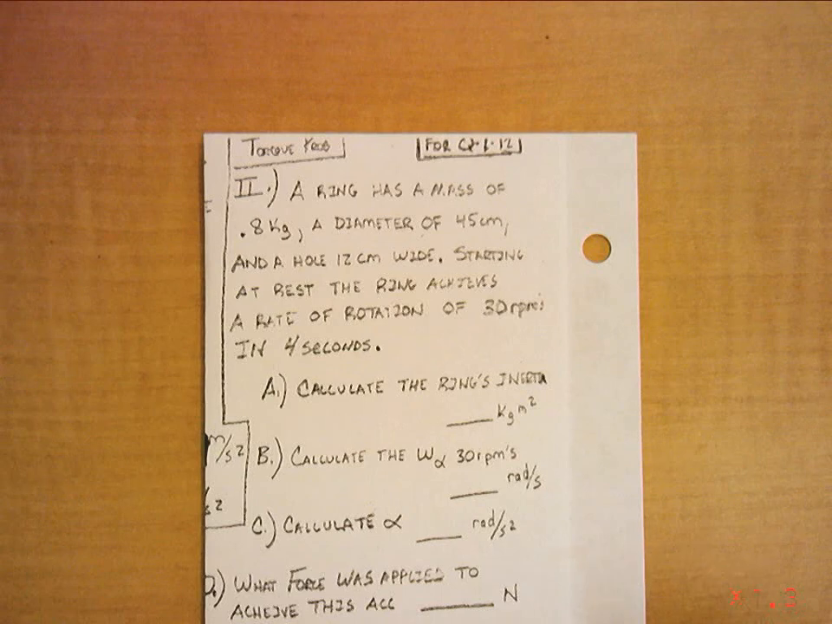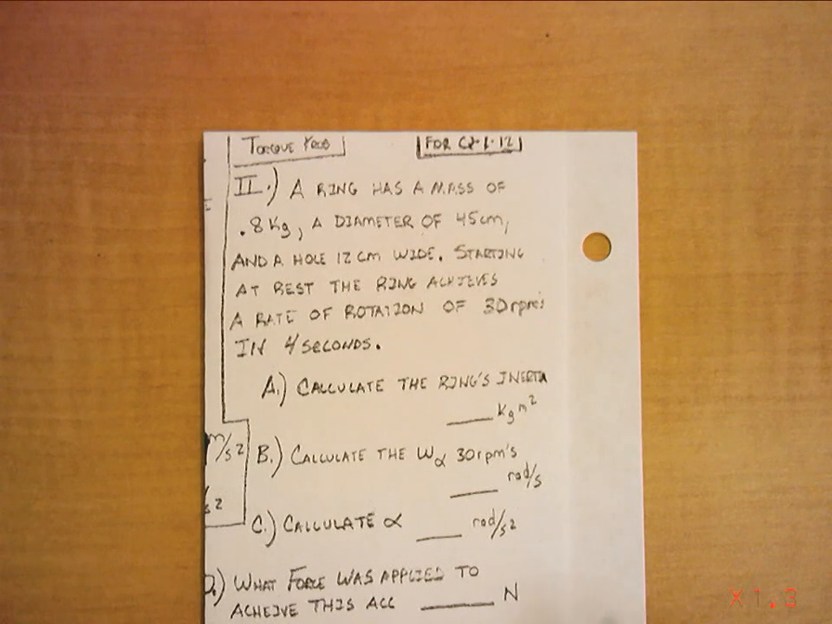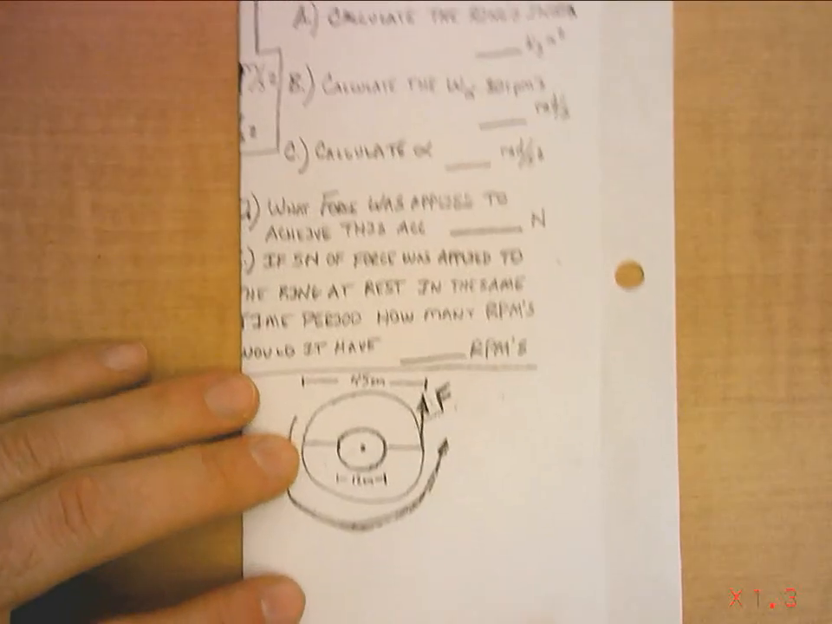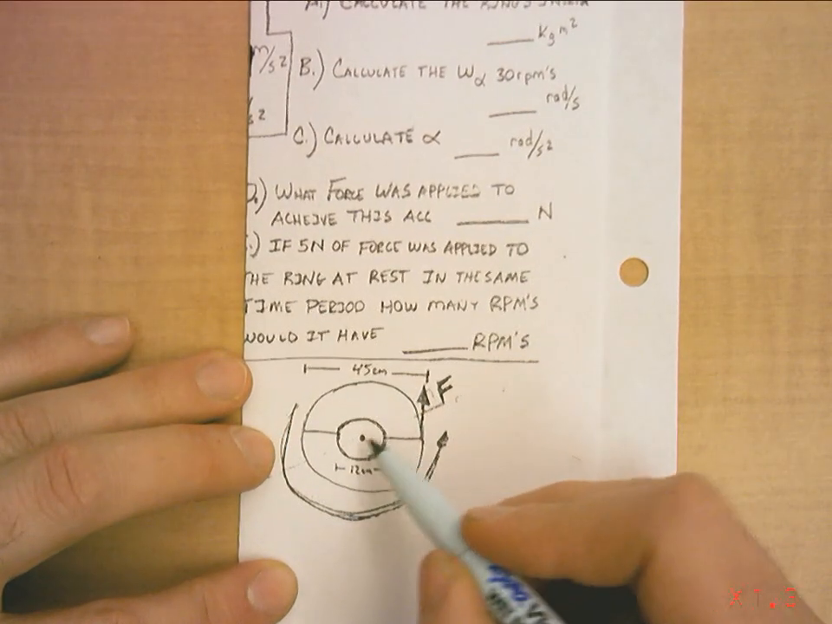of 0.8 kilograms and a diameter of 45 centimeters. It says it has a hole in the middle and it's 12 centimeters wide. And starting at rest, the ring achieves a rate of rotation of 30 RPMs in 4 seconds. So here's our ring. Notice a couple things.